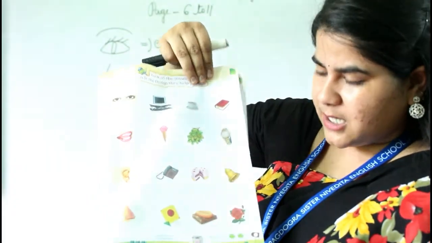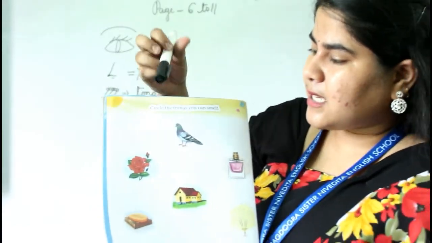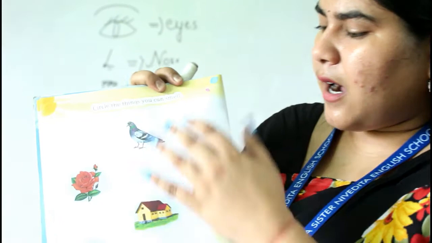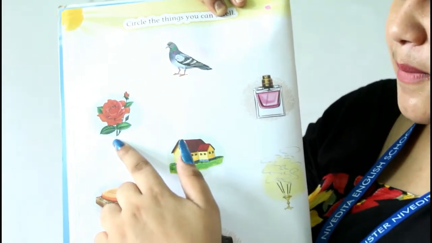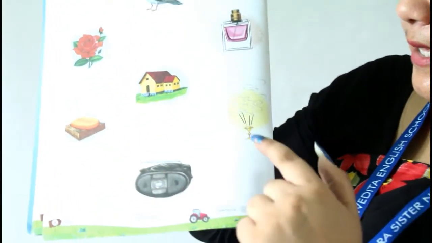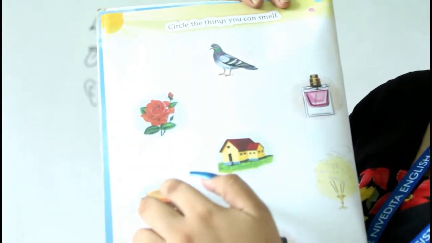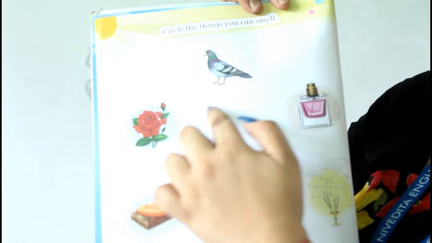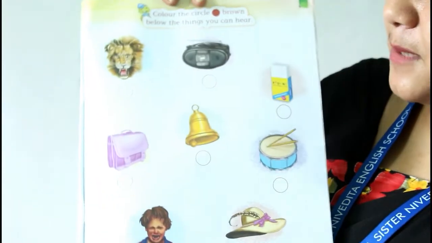And the next page is page number 8. Again let's see what's written here. Circle the things you can smell. Among these pictures, which are the things that you can smell? You can smell this flower, this perfume, this soap, this joystick, right? So circle all these things like flower, perfume, soap and this joystick. Okay. So now turn the page. This one also you will do by yourself. Now turn the page, page number 9.